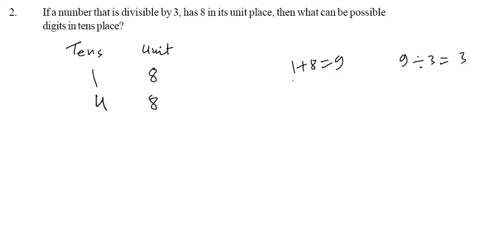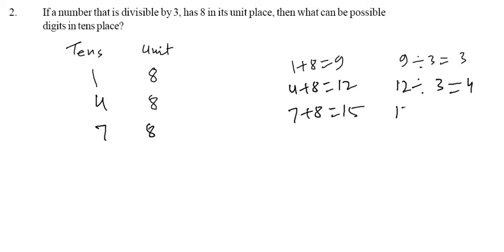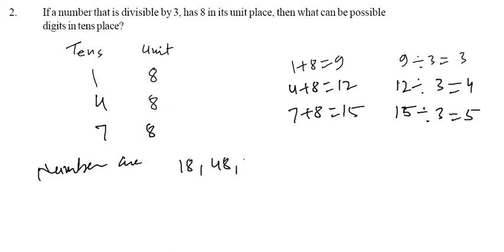Second number is 48, because 4 plus 8 is 12, and 12 is divisible by 3, so it is divisible by 3. Now the third number, 78: 7 plus 8 is 15, and 15 is divisible by 3, giving 5. So the numbers are 18, 48 and 78. That will be your answer.